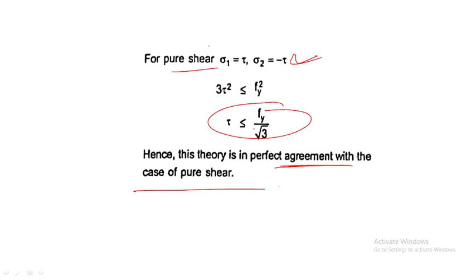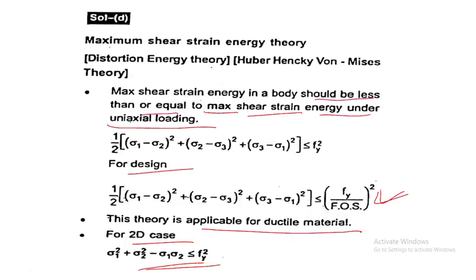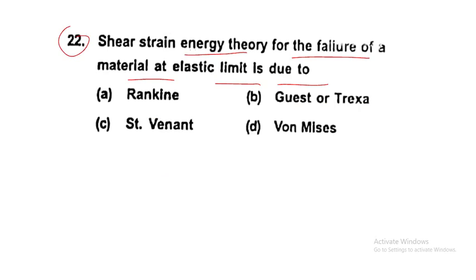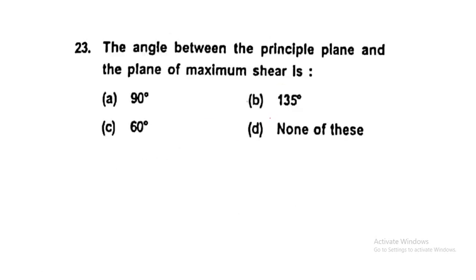Pure shear. Now, the answer for the given question is: the shear strain energy theory for a failure of material at elastic limit is due to von Mises. They are asking for the name of that scientist.